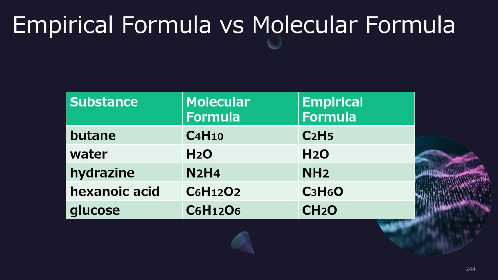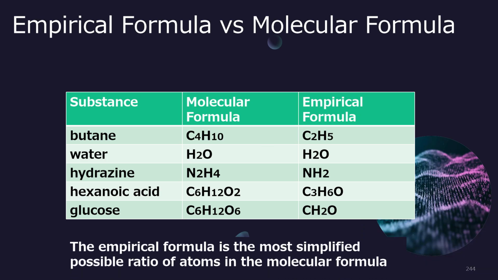Okay, let's move on. The empirical formula is the most simplified possible ratio of atoms in the molecular formula, as I said. So I'm showing here how we divide each of the molecular formulas to get the empirical formula. Divide by 2, divide by 2, divide by 2, divide by 6, and water can't be divided. But you can divide by any number. It doesn't have to be 2 or 6, it could be 3 or 4 or 5.